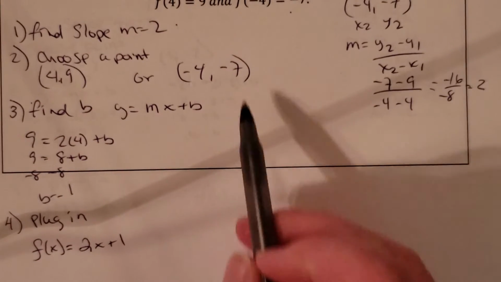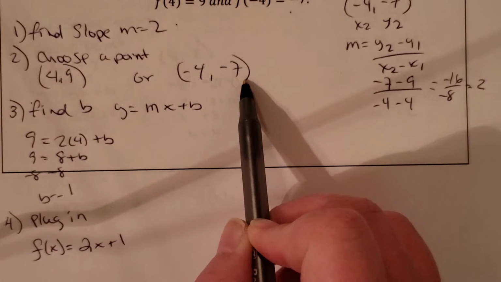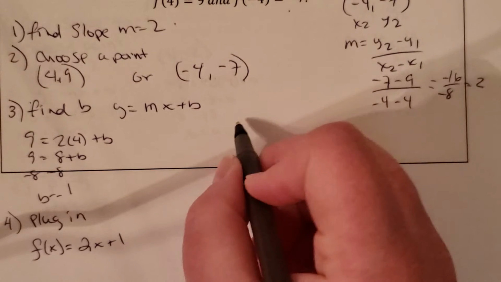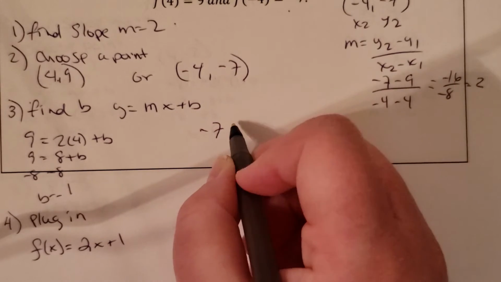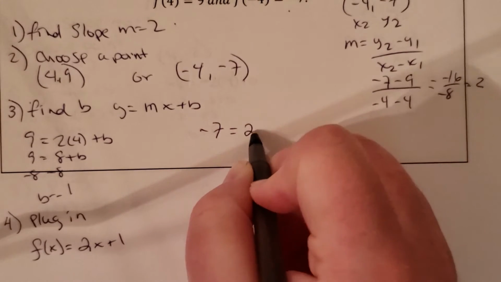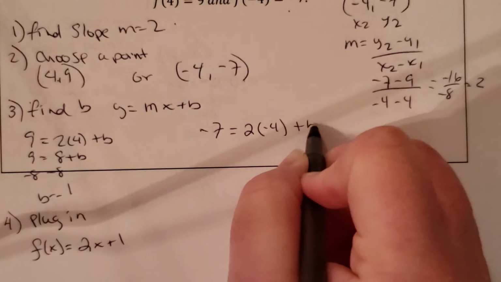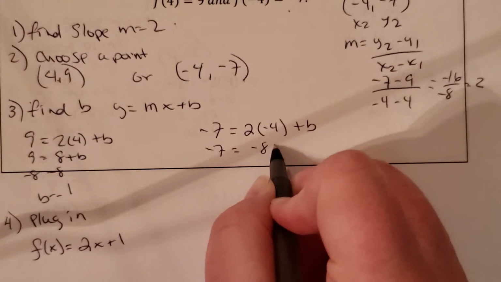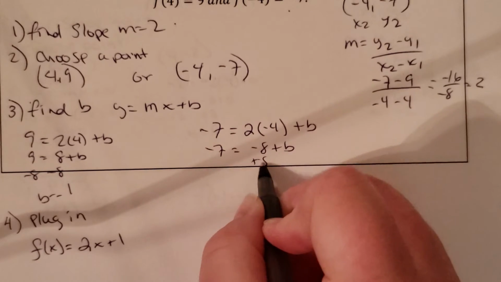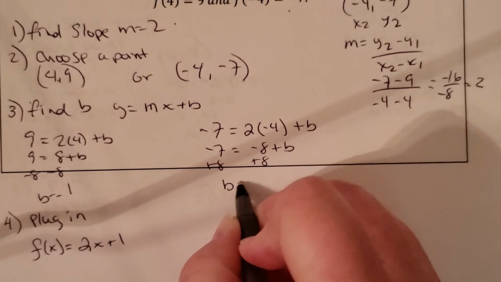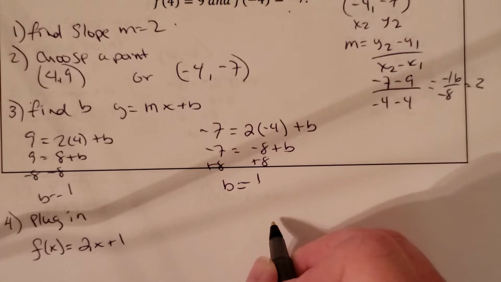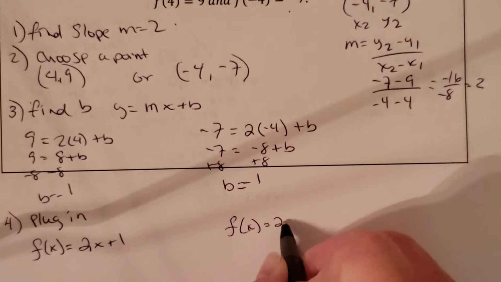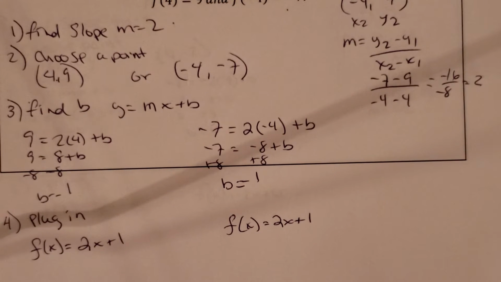Again, if I were to use (-4, -7), I would do the exact same thing, except I'll be using these numbers. So negative 7 equals 2 times negative 4 plus b. Negative 7 equals negative 8 plus b. Add 8 to both sides. B equals 1 again. Plug it in. F of x equals 2x plus 1.